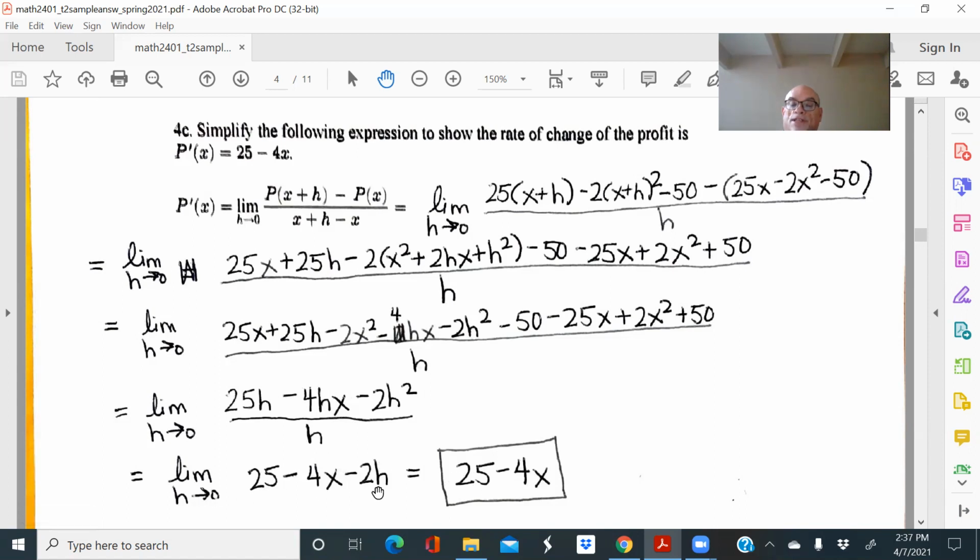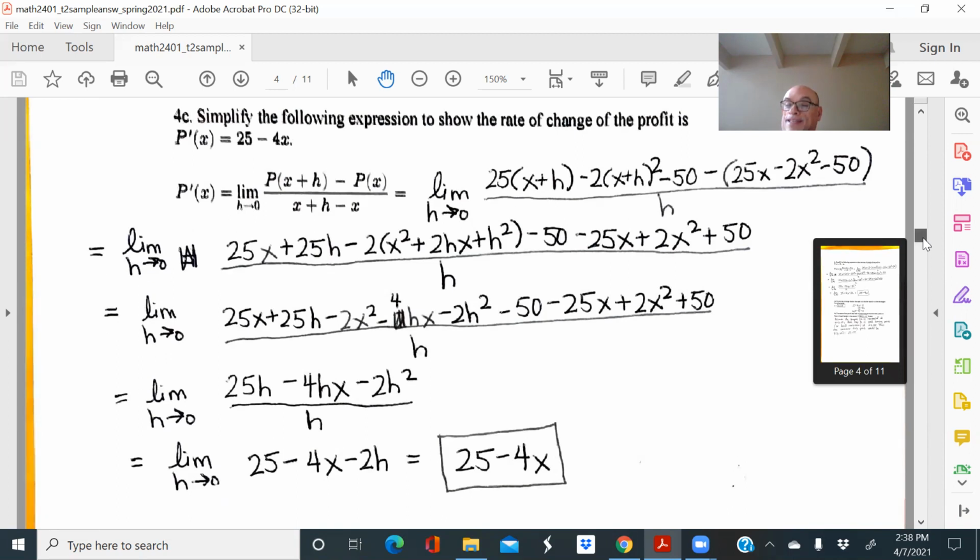Because as h approaches 0, this term, minus 2 times h, will also approach 0. So this ends up being infinitesimally small as h approaches 0. So ultimately, you're left with just 25 minus 4x. And so that's how we get that the derivative of our profit function is 25 minus 4x. That's easy to find using our differentiation rules, but here we went through the full limit process to find this derivative.